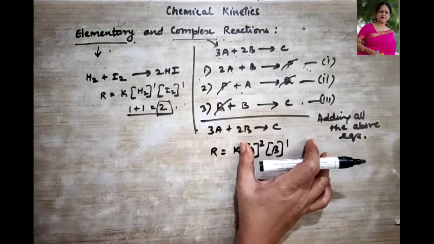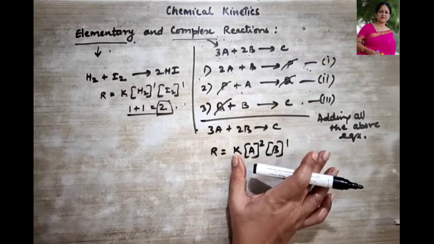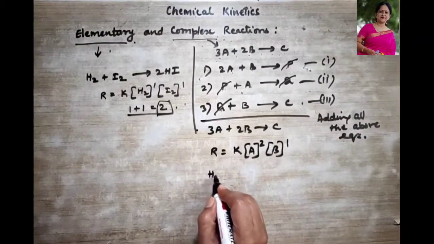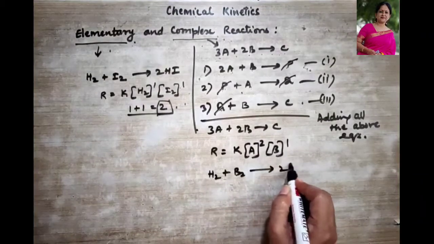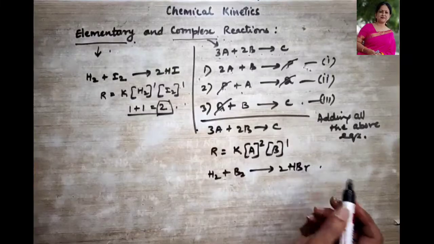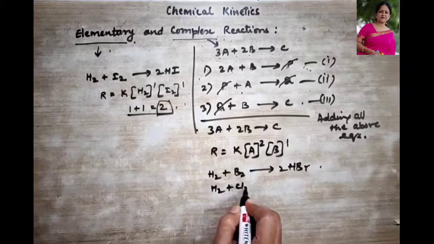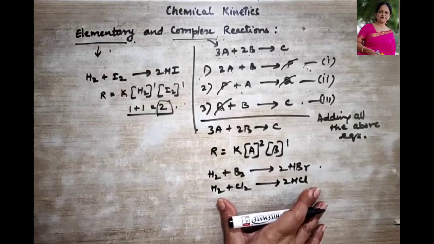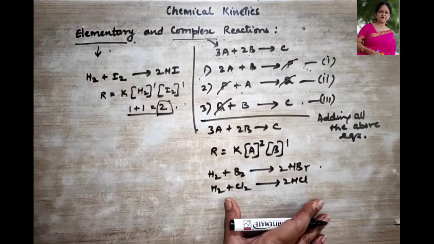But if the reaction is a complex one, then it completely depends upon the experiment. Clear? Now let's take some more examples over here, like H2 plus Br2 gives 2HBr. Okay, this is a complex reaction. Then even your H2 plus Cl2 gives us 2HCl. Now you must be wondering that these are so simple reactions, they should be elementary reactions, but no, they are not elementary reactions, right?